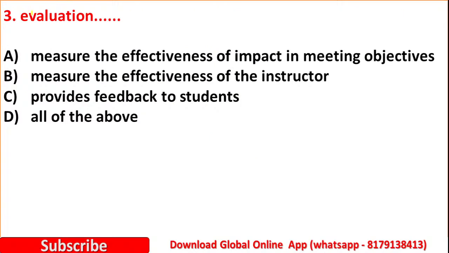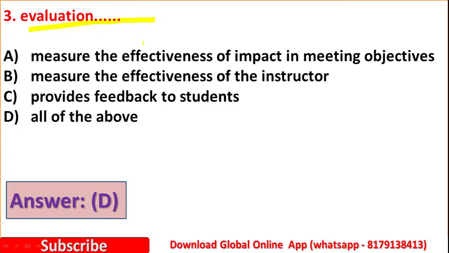Question number 3. Evaluation dash. Option A, measures the effectiveness of impact in meeting objectives. Option B, measures the effectiveness of the instructor. Option C, provides feedback to the students. Option D, all of the above.